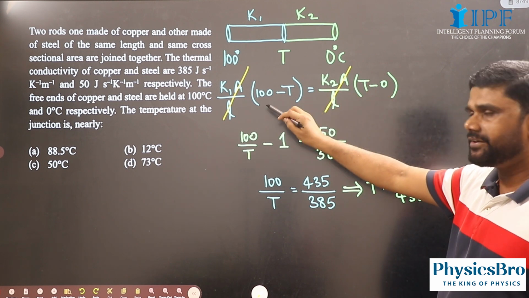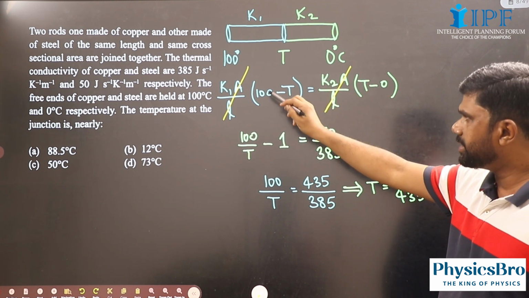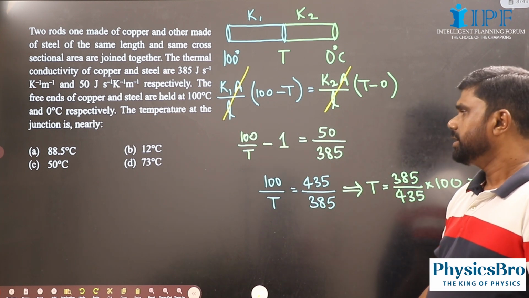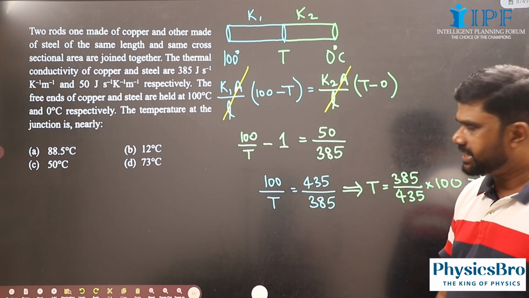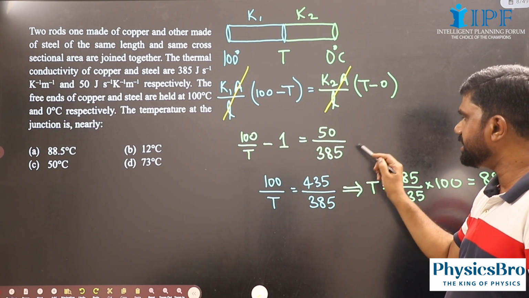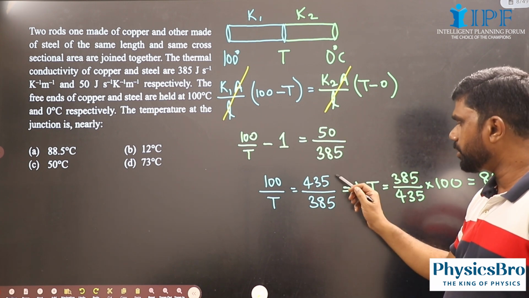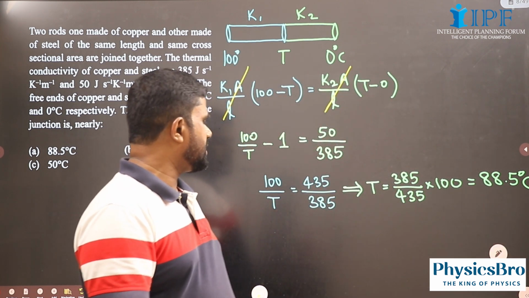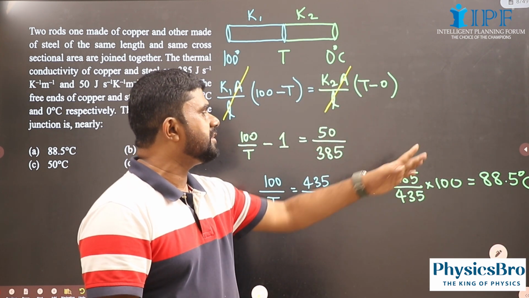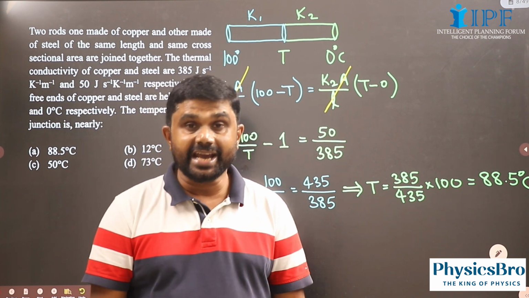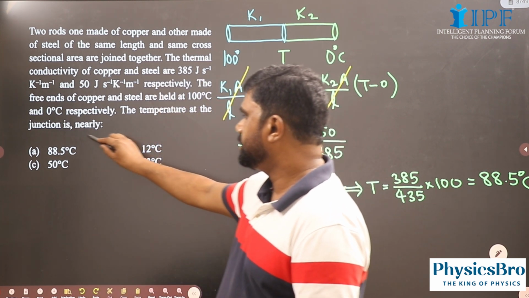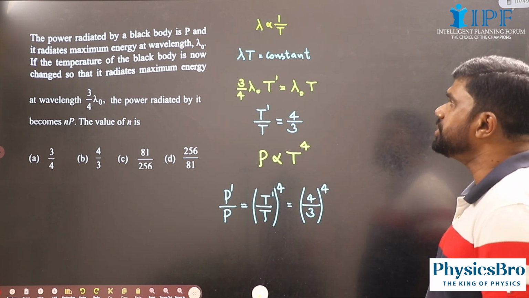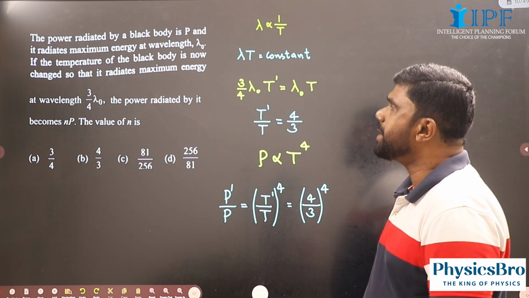Now we have T here. When it is taken to the left, it comes in the denominator. So 100 by T minus T by T, which is 1. Okay, 100 by T minus 1. You can take this minus 1 to the right side, so it will be 50 by 385 plus 1. So it will be 435 by 385. And T we will get as 385 by 435 into 100, and it is 88.5 degrees Celsius.